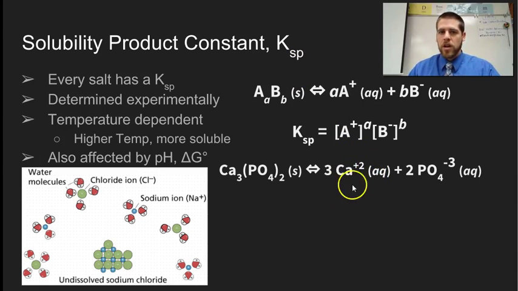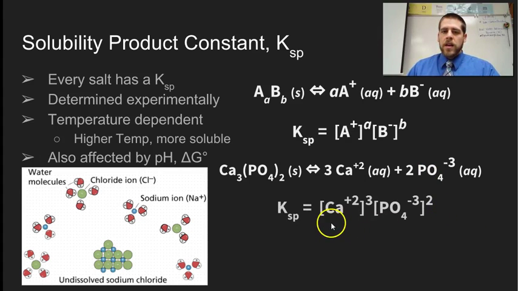Let's look at an example. I specifically chose calcium phosphate because it has a lot of coefficients and subscripts. When you dissolve 1 mole of calcium phosphate, it actually produces 3 moles of calcium ions and 2 moles of phosphate ions, right? Go ahead and try and write the Ksp for this one. You should have written the calcium ion concentration to the third because of the coefficient here, and the phosphate ion concentration to the second because of its coefficient, right? And that would be equal to the Ksp.